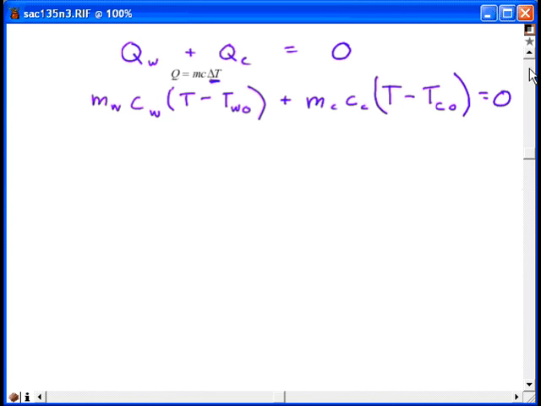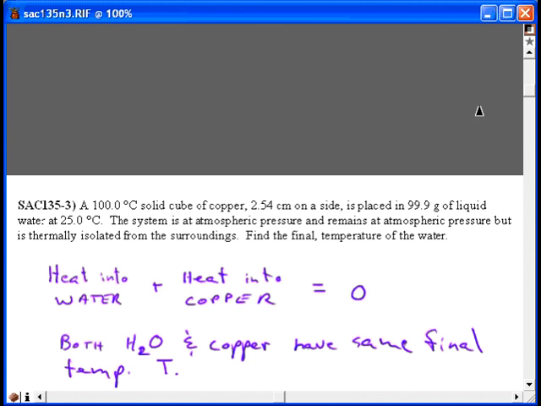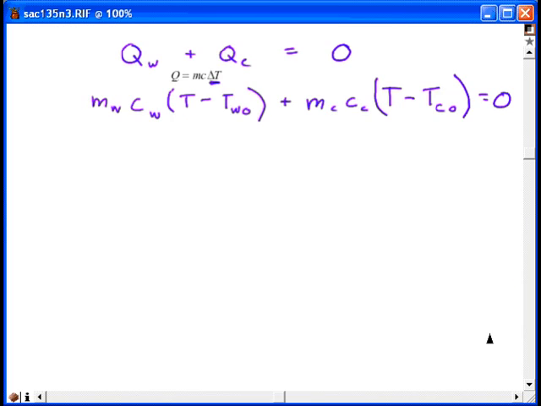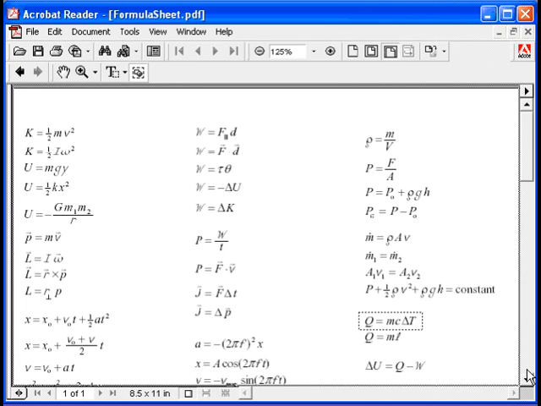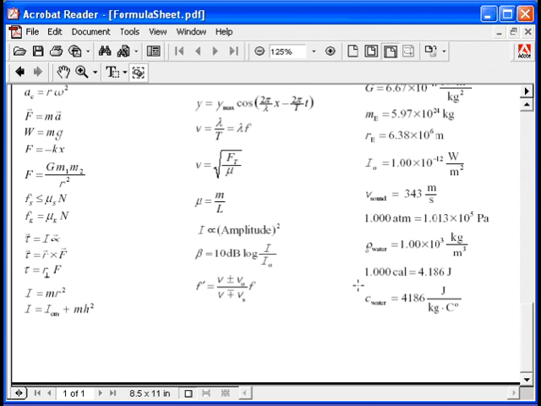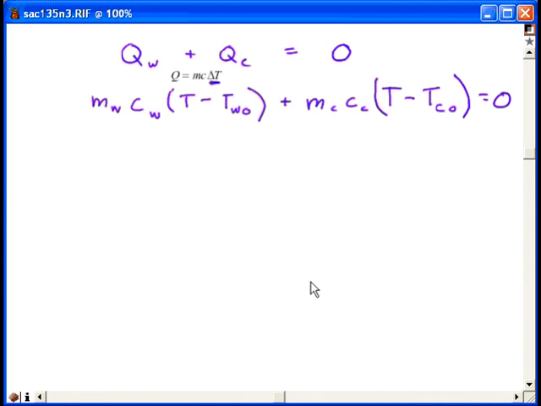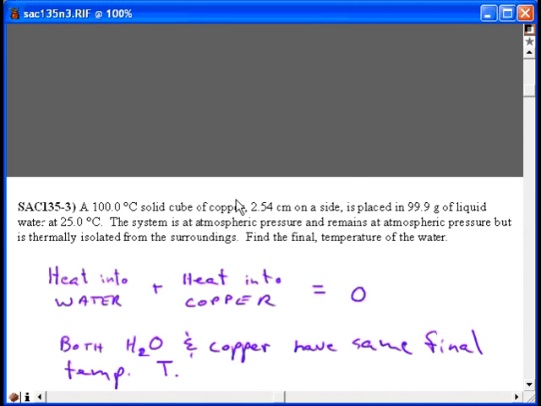We got the mass of the water was given as 99.9 grams. Specific heat of water, we can look up on the formula sheet. That's down here. Specific heat of copper, look up in your textbook. The mass of the copper, I don't think we are given. We're given the volume. We're given the size of this cube. We're told it's a cube, and we're given the side length.